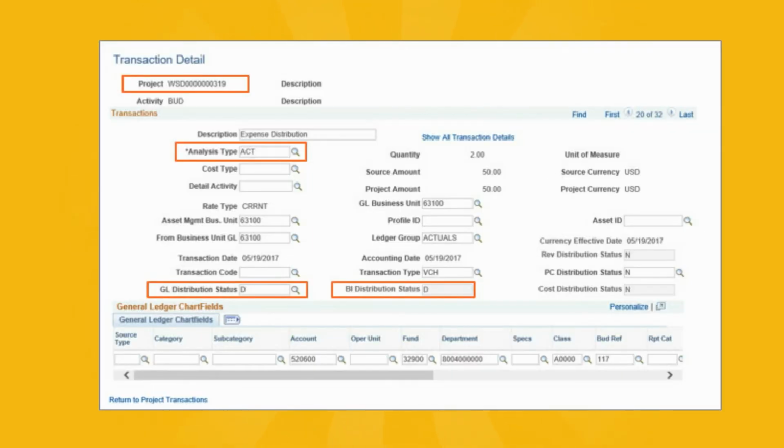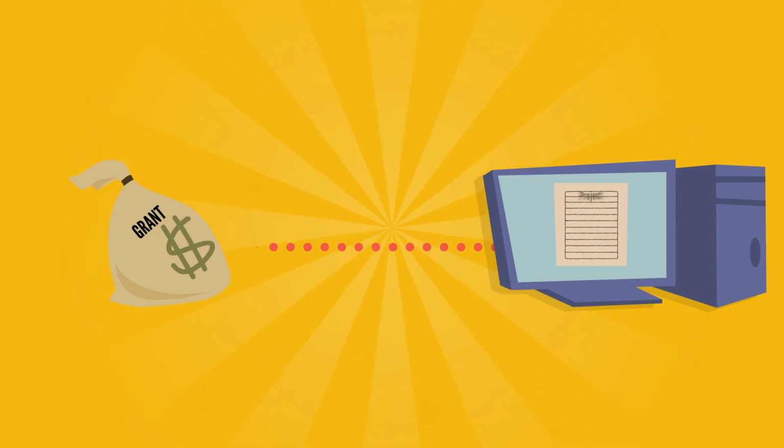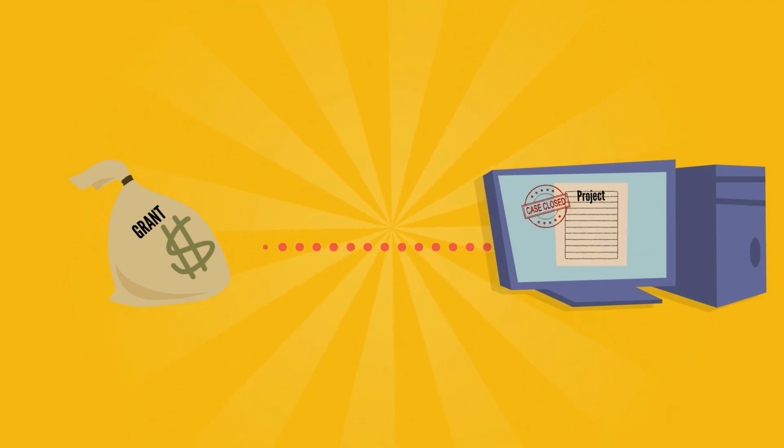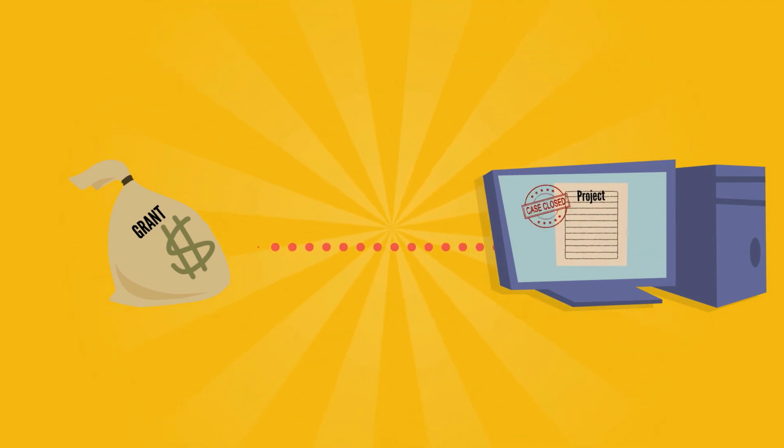Project ID, analysis type, GL distribution status, and BI distribution status are the important fields in the project inquiry pages, which source from the project costing transaction table. The distribution status helps users to understand the flow of information in different modules within Share Financials 9.2. Once the end date of the grant has approached, the agency will be able to close the project's processing status in order to avoid overspending the award.